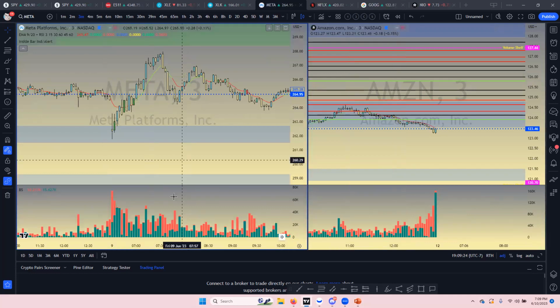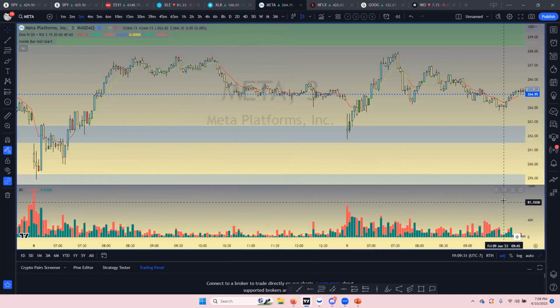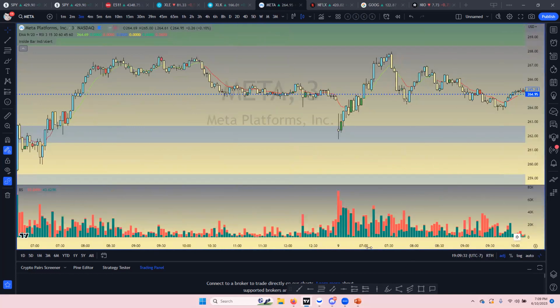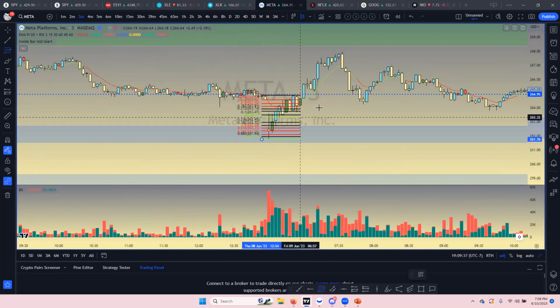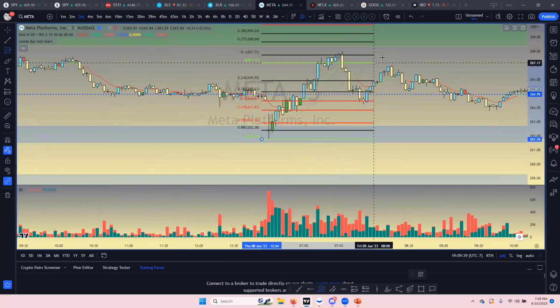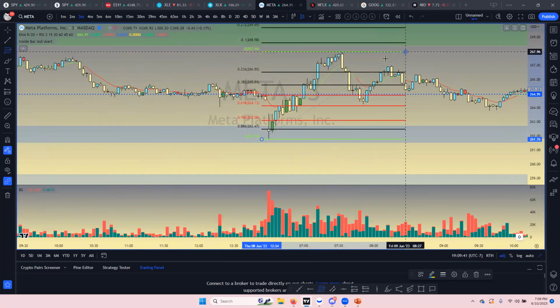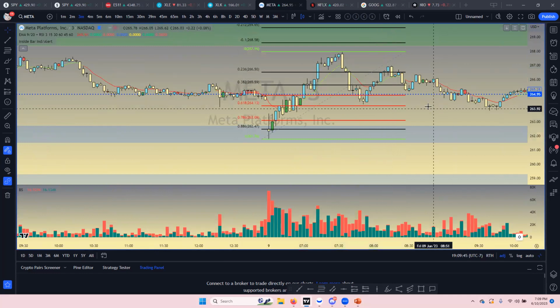But let's look here. I can see a really good one on Meta right here. So obviously we know Meta moves a lot. So you just draw it from swing low to swing high. Boom, there's your fill, and you're good to go.